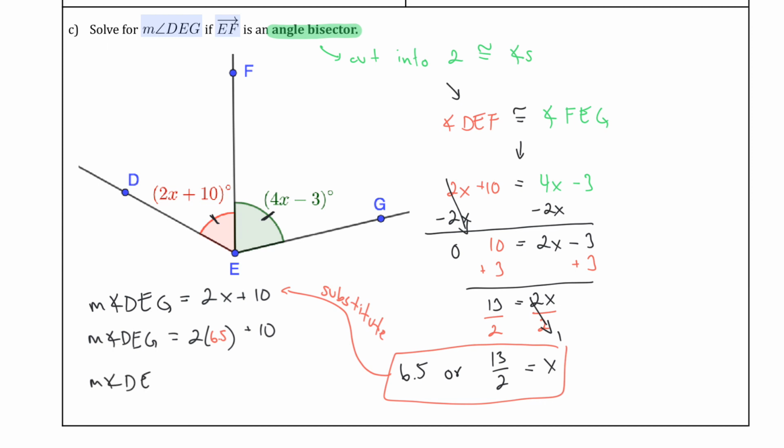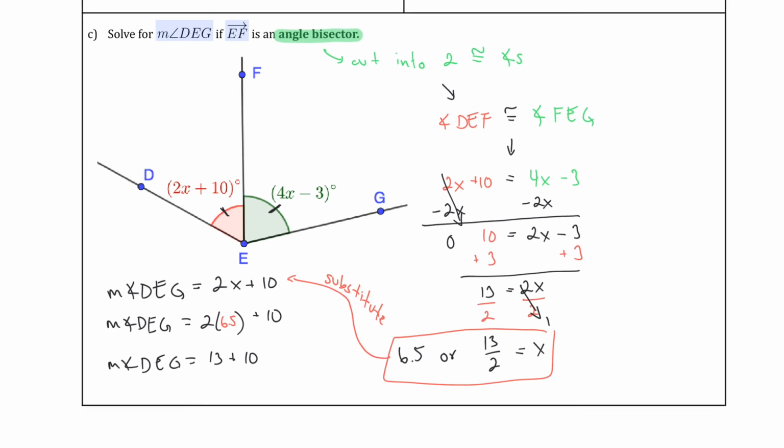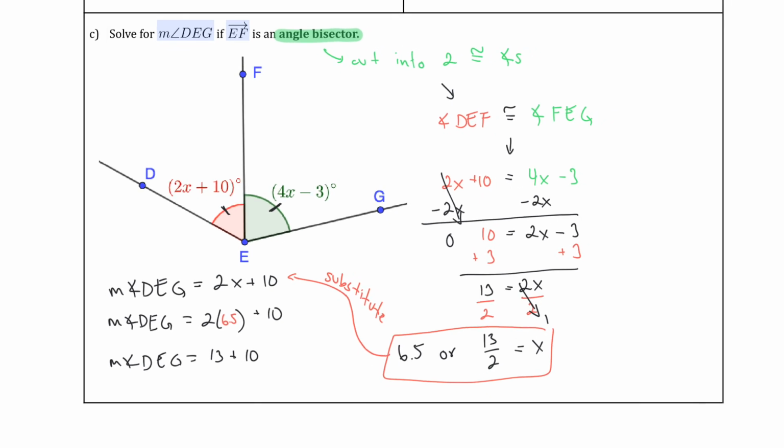All right, finishing this up, if you need a calculator, you can put that in. The measure of angle DEG is equal to 2 times 6.5, which is 13, plus 10, which means that at the end of the day, the measure of angle DEG is equal to 23 degrees. And that right there is our final answer.